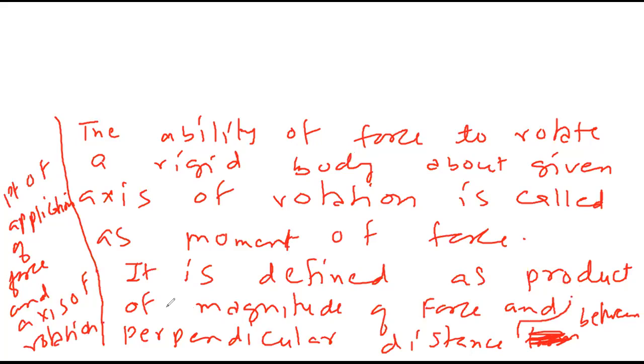Is this definition clear to you all? Then I will derive the formula. What is the meaning of this? I think you might have done it in 10th also. The ability of force to rotate a rigid body about a given axis of rotation is called moment of force. It is the product of magnitude of force and perpendicular distance between point of application of force and axis of rotation. Just write, then with a diagram I will derive the formula.